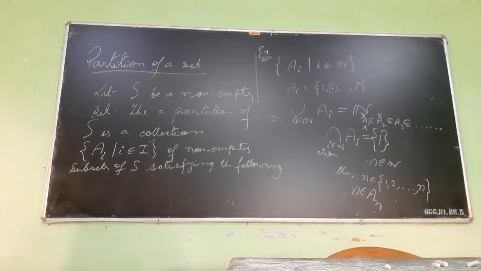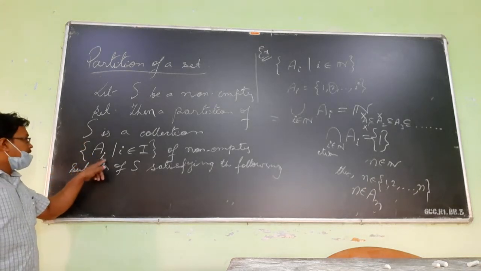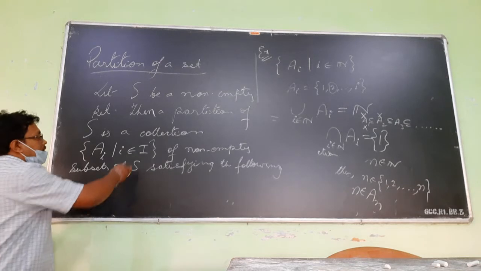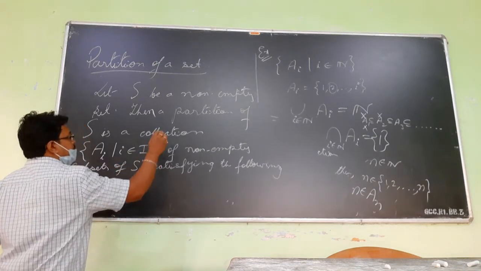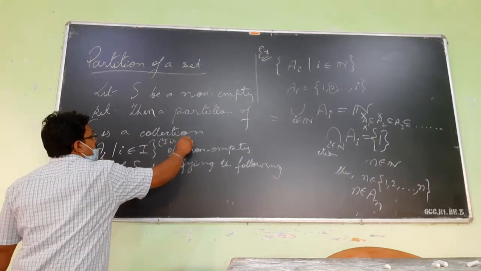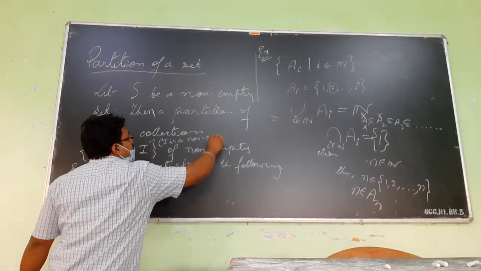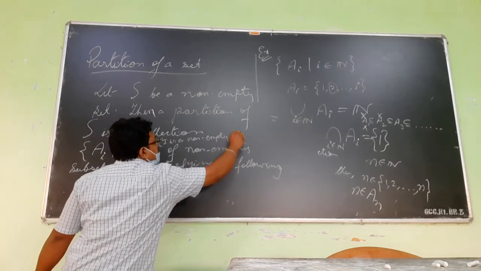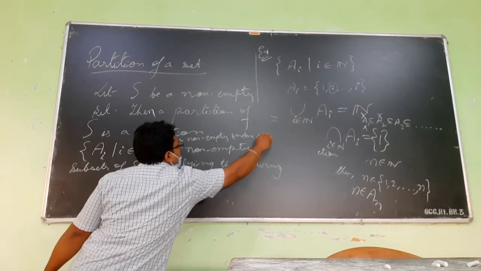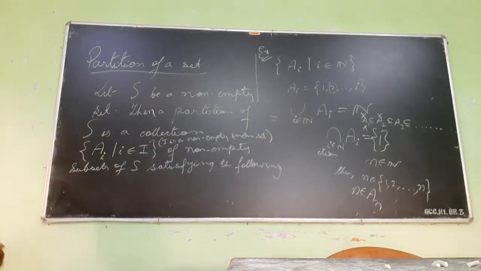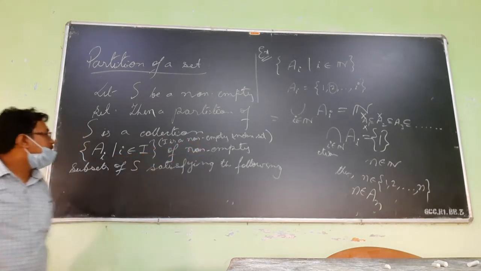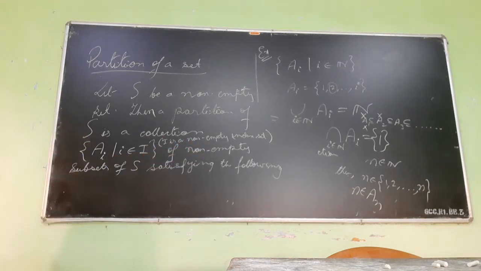Let S be a non-empty set. Then a partition of S is a collection A_i such that i belongs to capital I, where I is an index set. It is a non-empty index set, which means there are some members in this. A partition cannot be empty, so this I has to be a non-empty index set, of non-empty subsets of S satisfying the following.